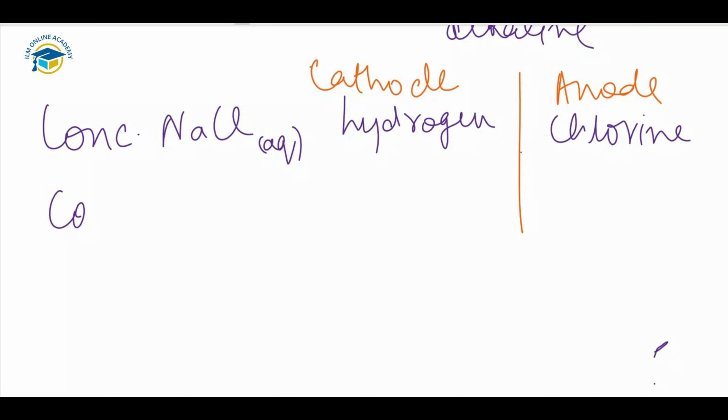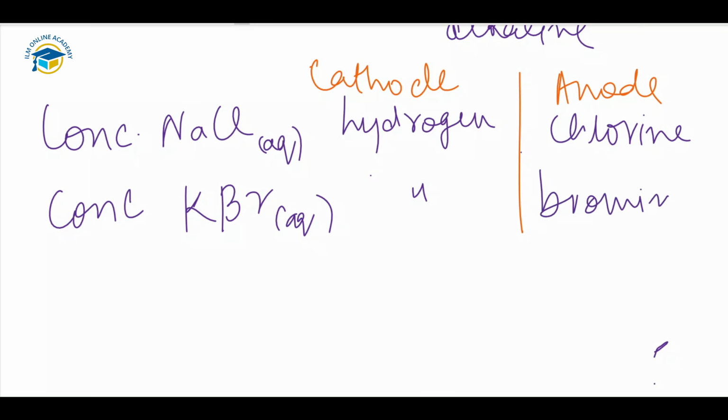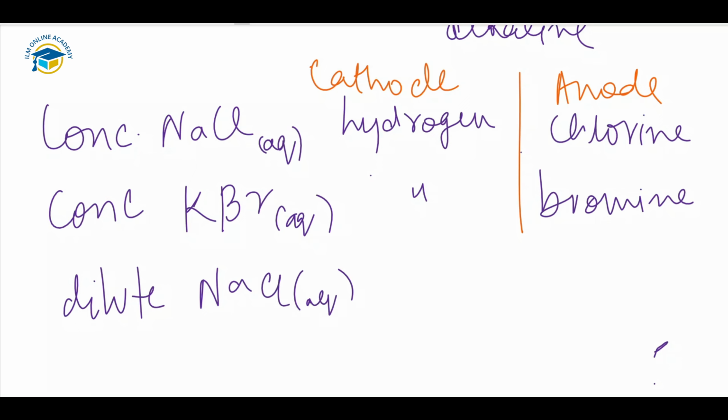Next we have a concentrated solution of potassium bromide. This is also aqueous, and it also produces hydrogen at the cathode, and bromine is produced at the anode. Next we have a dilute solution of NaCl. This is also an aqueous solution, and it produces hydrogen at the cathode and oxygen at the anode.